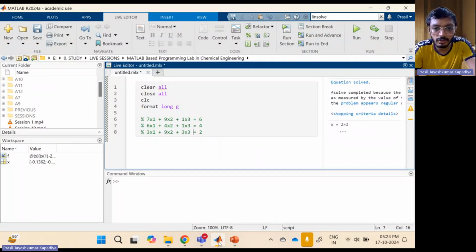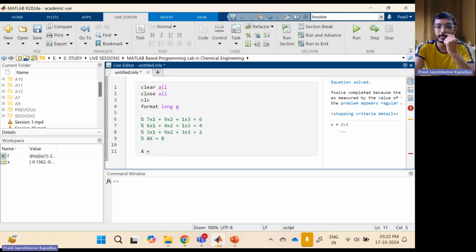So what do we need to do? We need to write down our equation as Ax is equal to b and we need to define our A matrix. So what is the A matrix? The first row of the A matrix is 7, 9 and 1. Then the next row is 6, 4, 1. We are further adding the next row, that is 3, 9, 3. So this is my matrix A.